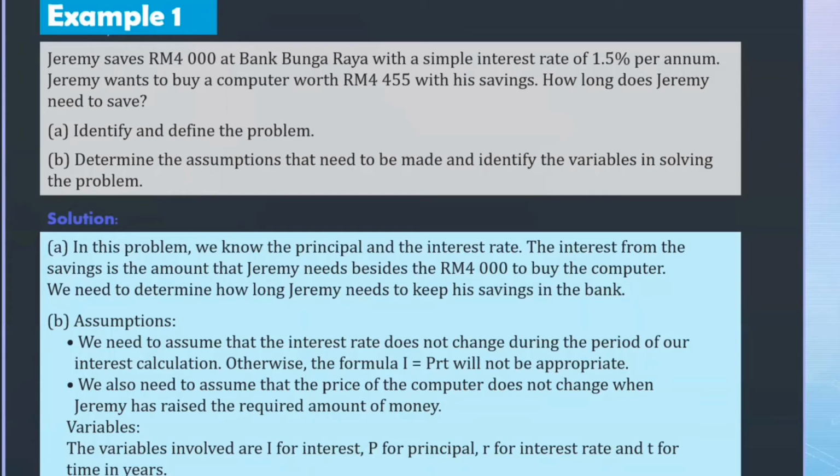Determine the assumptions that need to be made and identify the variables in solving the problem. Assumption. We need to assume that the interest rate does not change during the period of our interest calculation. Otherwise, the formula I equals PRT will not be appropriate. We also need to assume that the price of the computer does not change when Jeremy has raised the required amount of money. Variables. The variables involved are I for interest, P for principal, R for interest rate, and T for time in years.